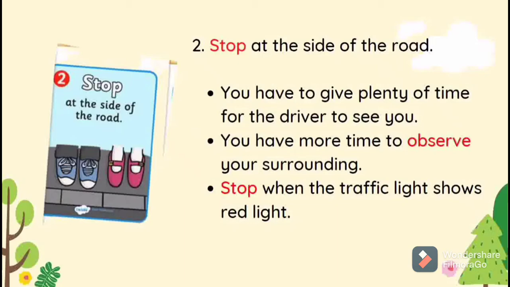Next, stop at the side of the road. You have to stop in order to give plenty time for the driver to see you so that they can slow down their car and allow you to walk first. When you stop, you have more time to observe your surrounding, so there will be least risk for something dangerous happens, such as accident. Lastly, stop when the traffic light shows red light, especially when you crossing the street on the zebra crossing.